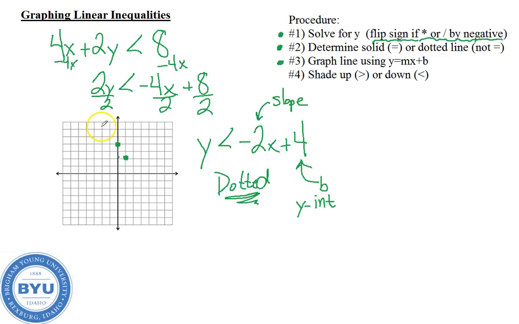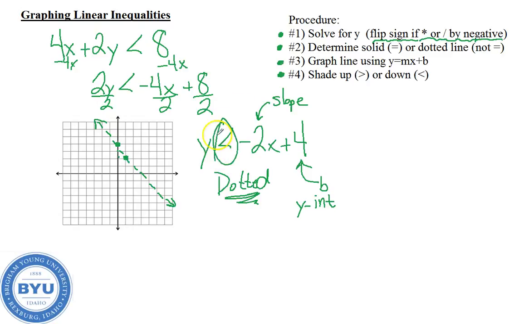Okay, now I'm going to graph the line, but it's dotted, so I'm going to use dotted lines to graph. So it's going to look like that. Again, we use a dotted line because points actually on the line are not solutions. Last step, I need to shade up if it's greater than or down if it's less than.